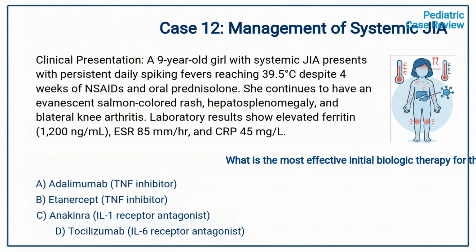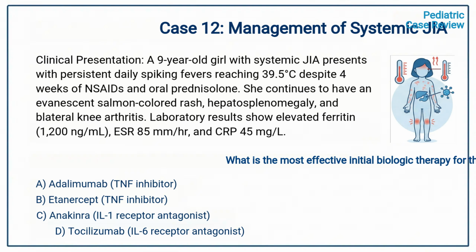Case 12. A 9-year-old girl with systemic juvenile idiopathic arthritis presents with persistent daily spiking fevers reaching 39.5 degrees Celsius despite 4 weeks of nonsteroidal anti-inflammatory drugs and oral prednisolone. She continues to have an evanescent salmon-colored rash, hepatosplenomegaly, and bilateral knee arthritis. Laboratory results show elevated ferritin at 1,200 nanograms per milliliter, erythrocyte sedimentation rate 85 millimeters per hour, and C-reactive protein 45 milligrams per liter. What is the most effective initial biologic therapy for this patient?